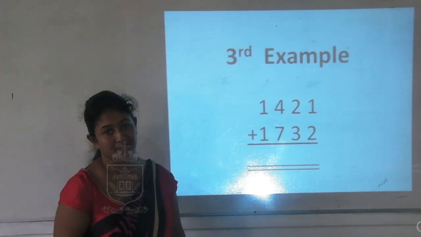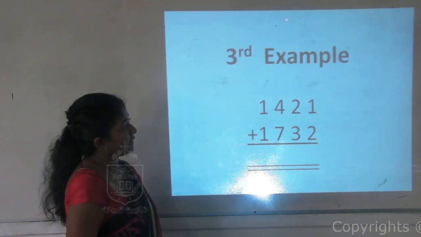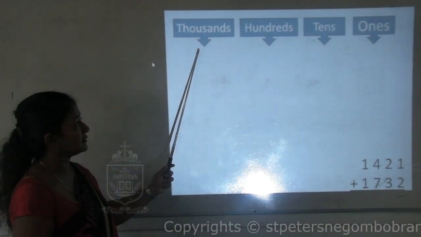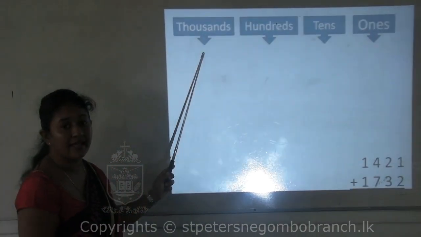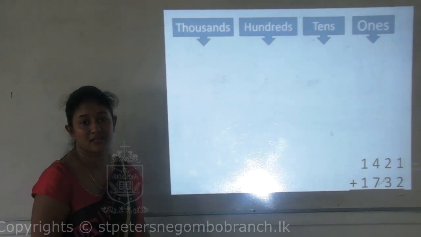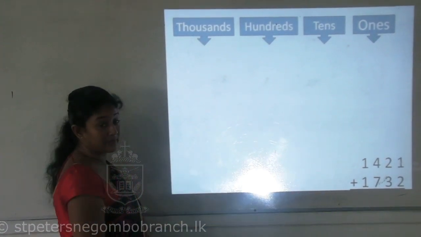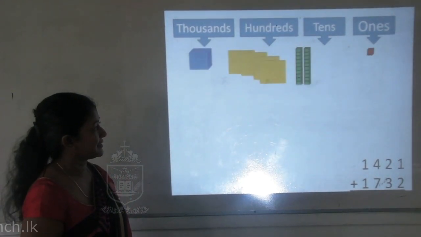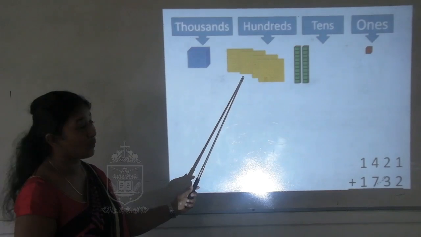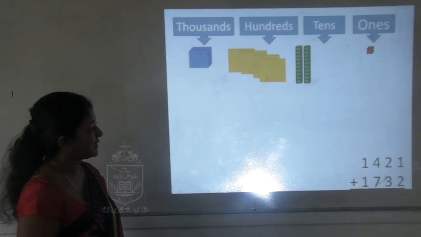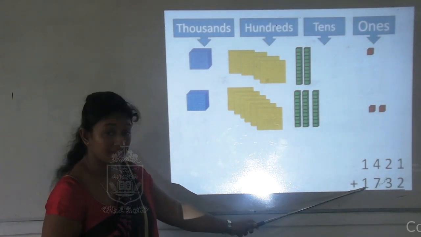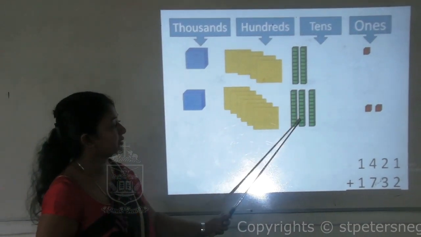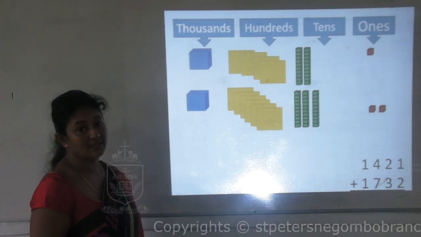Let's move to the third example. Once again, we are going to do the addition in here. So, I have placed each place in here: ones, tens, hundreds and thousands. What are the two numbers that we are going to add? You can see the two numbers. I will read 1421. First, we are going to add with blocks. Yes, you can see these numbers. See, 1421. Okay. And this is the next number. What's that? 1732. These are the two numbers that we are going to add.